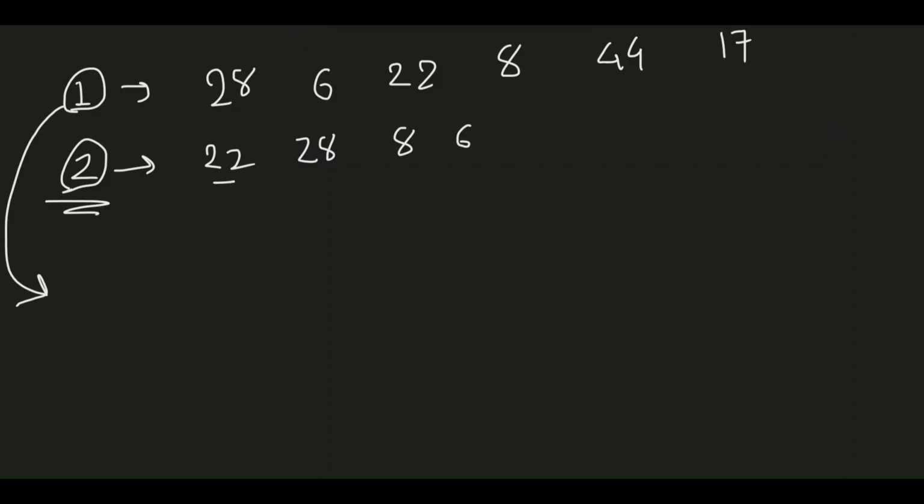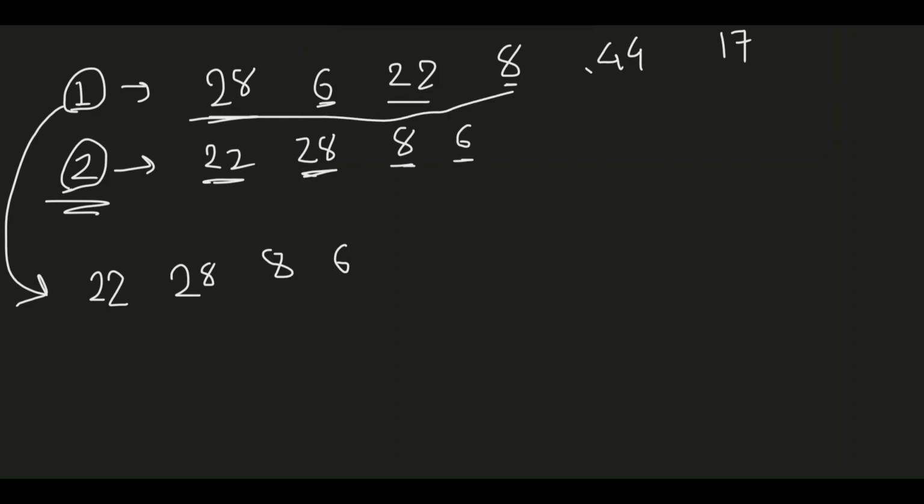Let's say 22 is in arr1, then we can take 22. 28 is present in arr1, then we take 28. 8 is present in arr1, so we take 8. 6 is present in arr1, so we will take 6. Okay, these four elements are taken.